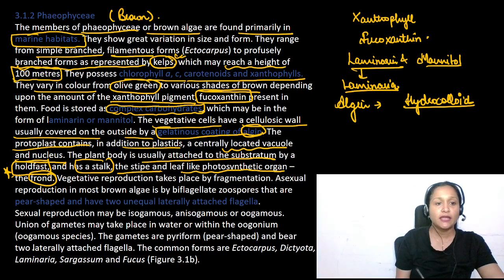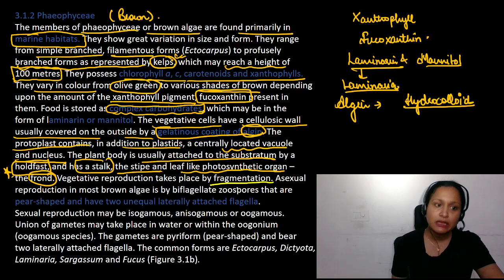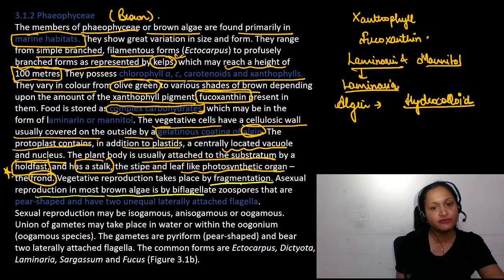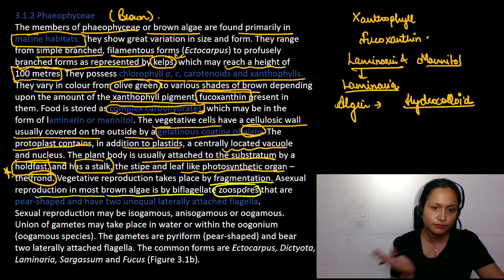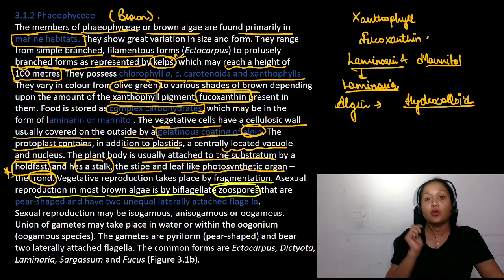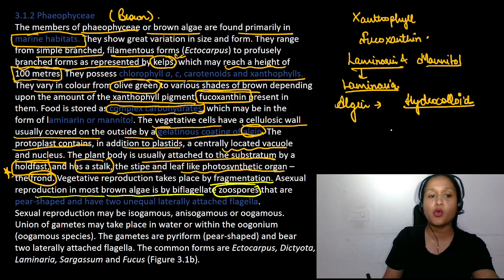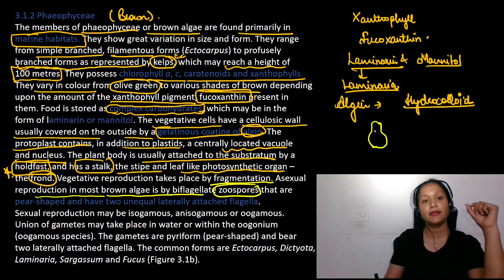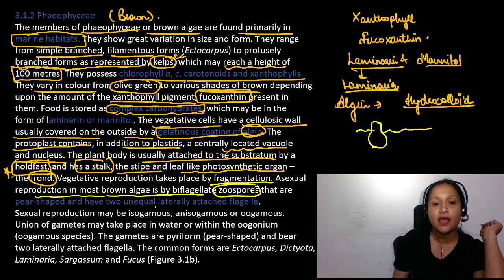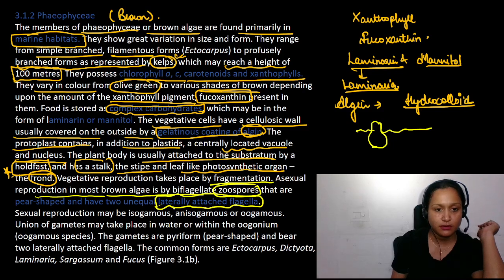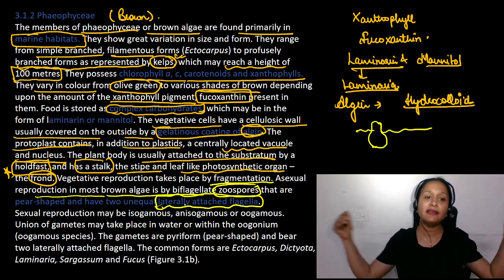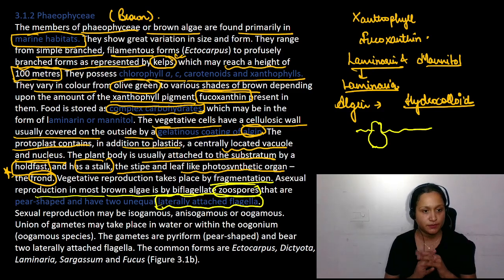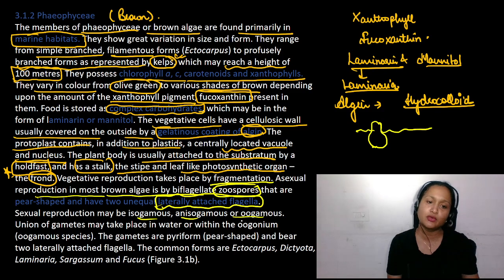Now, if you talk about the reproduction, they can reproduce by fragmentation. Vegetative reproduction is there. Asexual reproduction, in most brown algae, is by zoospores. Nothing to remember here because we have already talked about it. Now, the important thing to note here is the zoospores are pear-shaped. They are pear-shaped and have unequal, laterally attached flagella. This is important. Sexual reproduction can be iso- and oogamous.